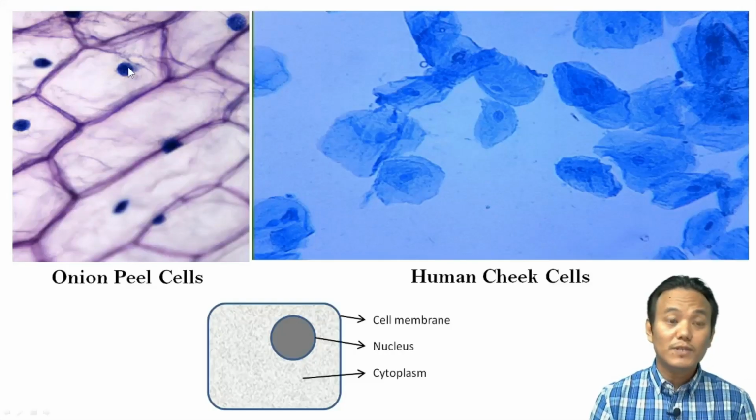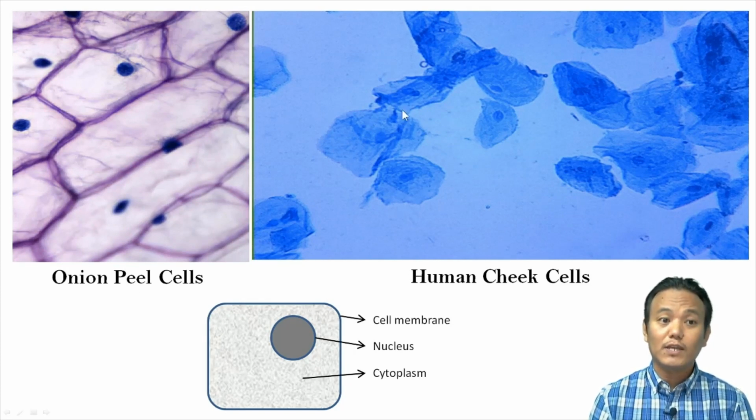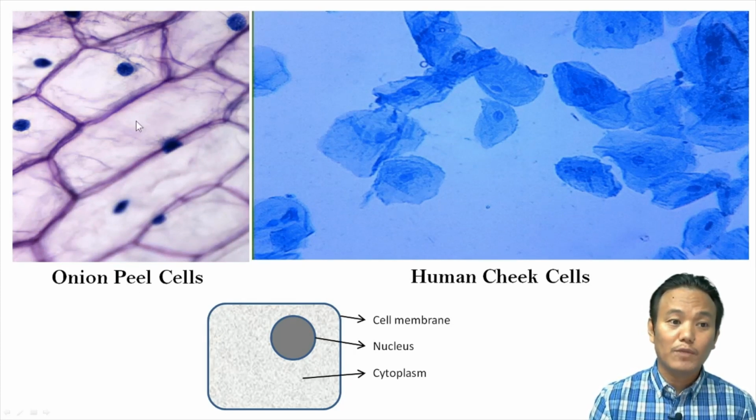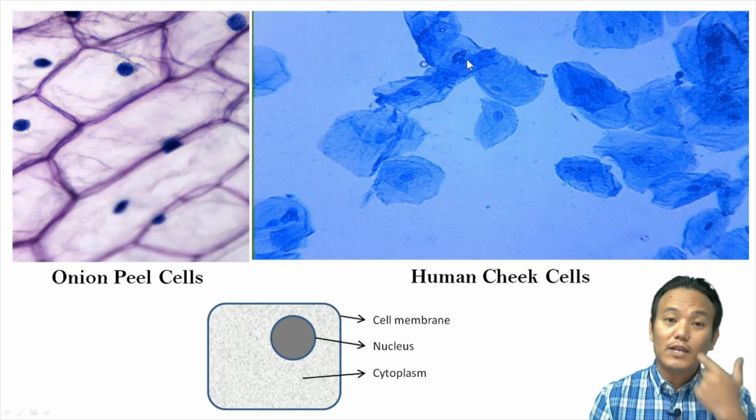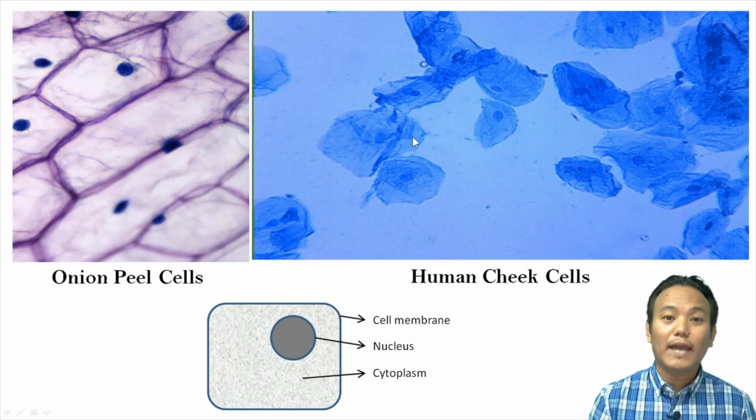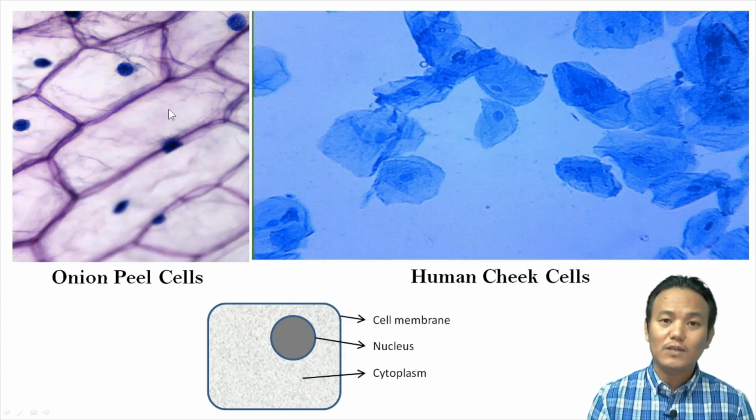In your lower classes, you must have seen either one of these two, right? Either you have seen onion peel cells, or you might have seen human cheek cells, or maybe both of them. Onion peel cells, human cheek cells, right? This is a typical plant cell, and this is a typical animal cell. This is an onion peel cell, and this is a human cheek cell. They are being stained. Cells are usually transparent, so we cannot see them under a microscope if we don't stain them.